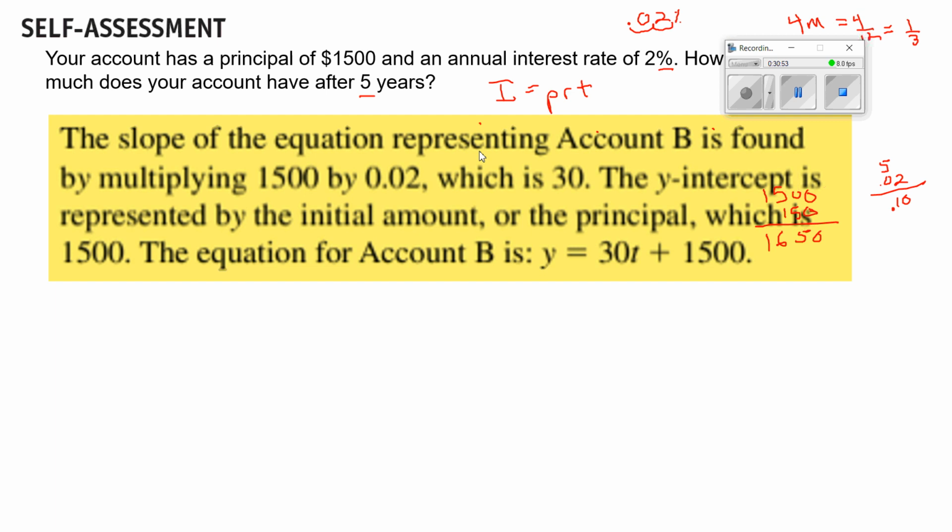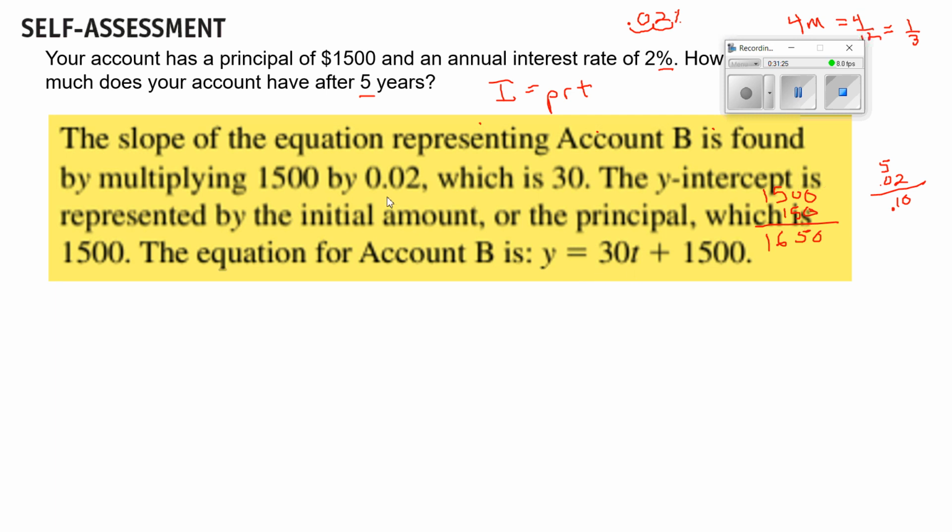The slope of the equation representing the account is found by multiplying 1,500 by 0.02, which is 30. They did it a different way. The y-intercept is represented by the initial amount, the principal, which is 1,500. The equation of the account is y equals 30t plus 1,500. Well, they did this a different way, okay? I'm not going to say this is wrong, so let's follow this out.